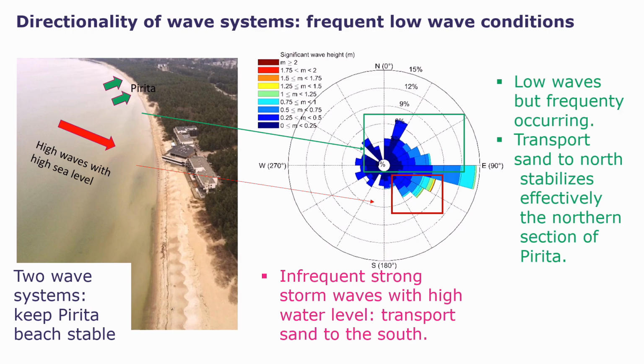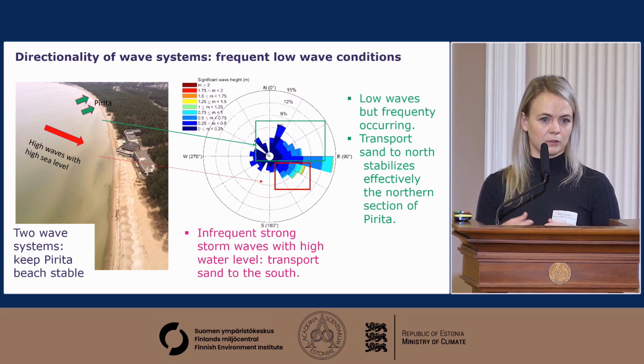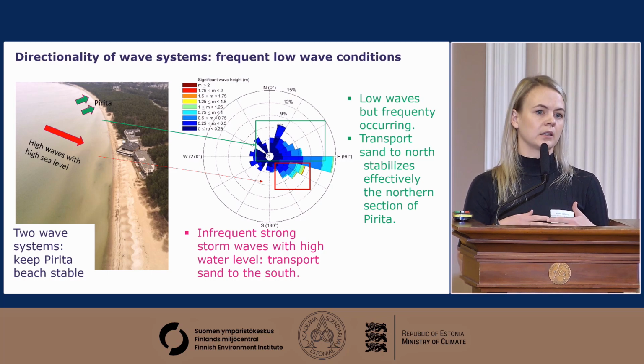What keeps this beach area stable across the entire length seems to be the combination of two wave systems. The infrequent strong storms with high waves occur together with high sea level, and they transport sediments towards the south. In normal conditions, when the waves are low and the sea level is not high, these waves are able to transport the sediments back to the north, effectively stabilizing the northern part of Pirita beach. It is important to mention that for this complicated geometry, if you want a detailed understanding of how the beach is functioning, we need to incorporate wave and sea level information, and even more, how different wave systems interact with the background sea level.